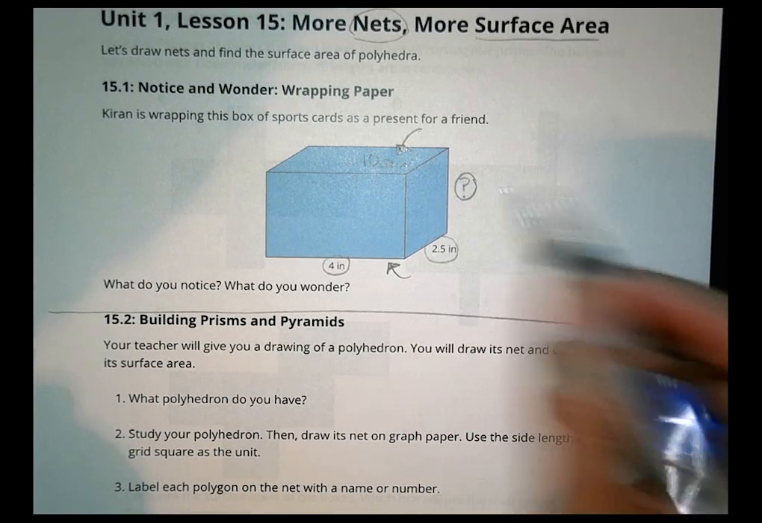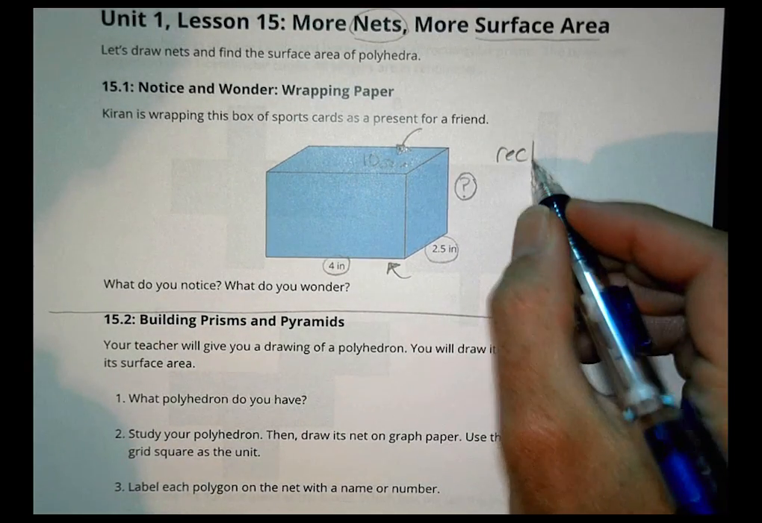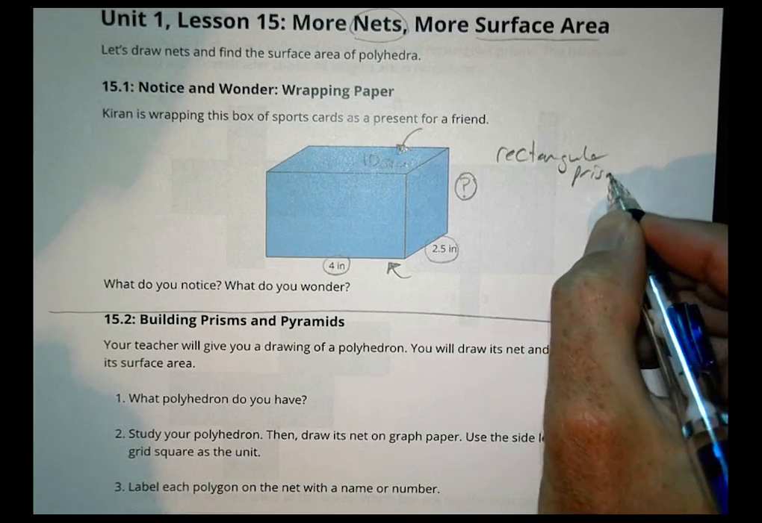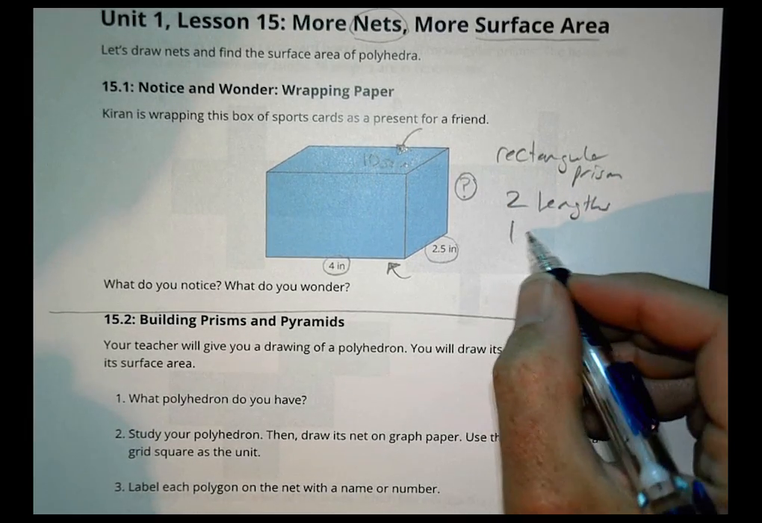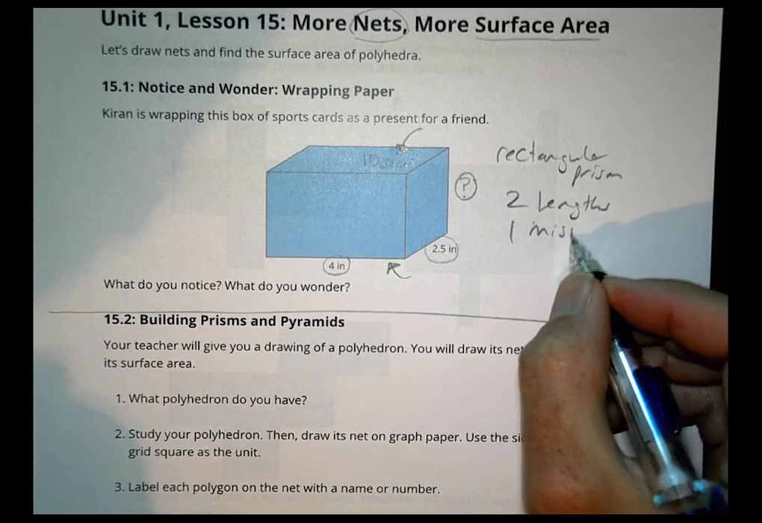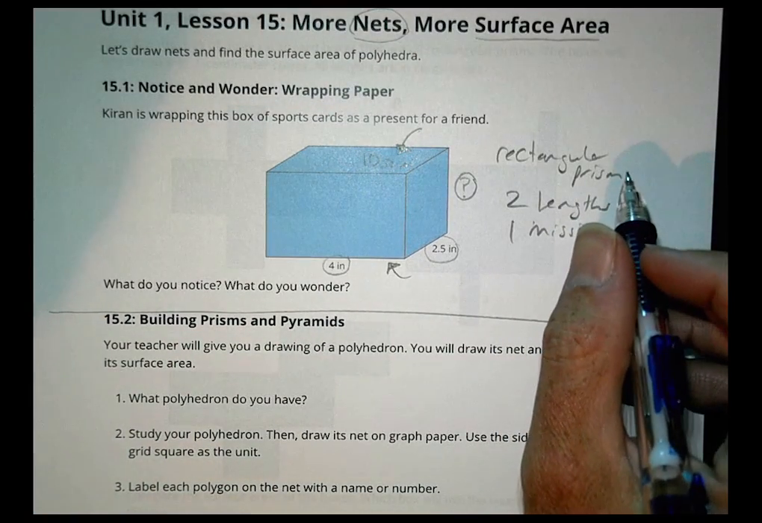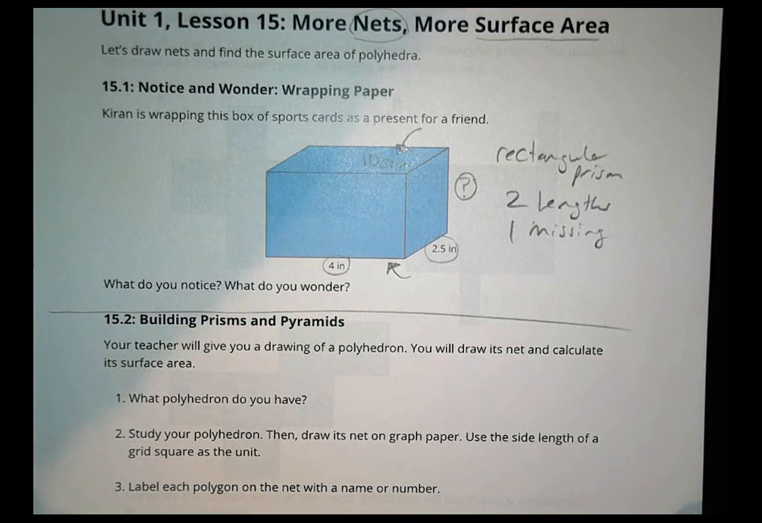What else do we notice there? Well, we know that it is a rectangular prism. So we notice that. We notice that we have two lengths. We notice we're missing one. So just some things you might notice there. We don't know if you're wrapping that up, how many cards fit in the box. We don't know how big the cards are. We don't know a lot of things, but just things you might wonder or think about.